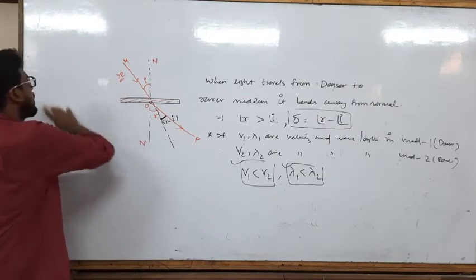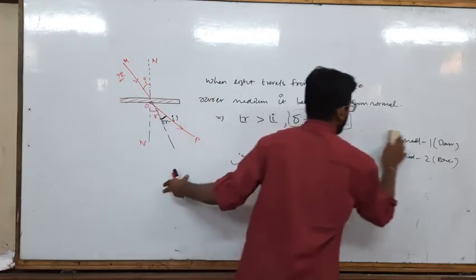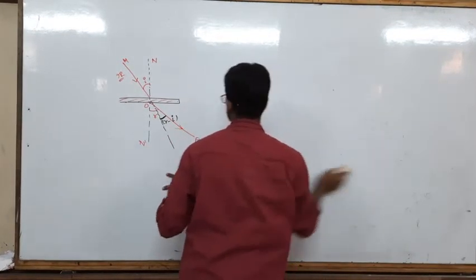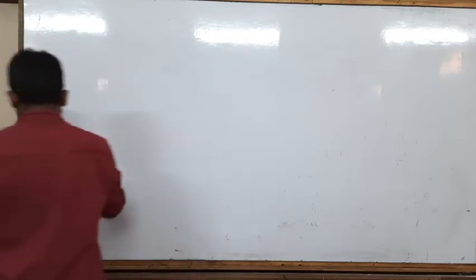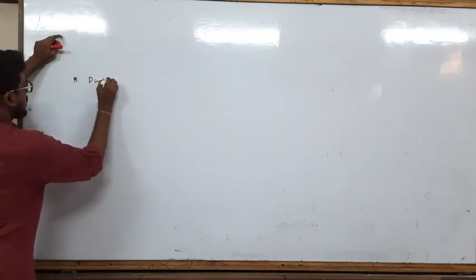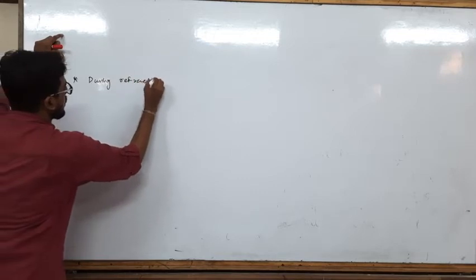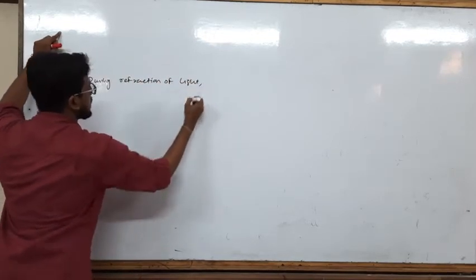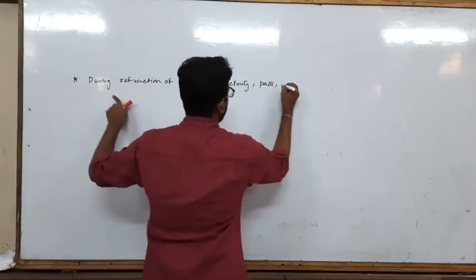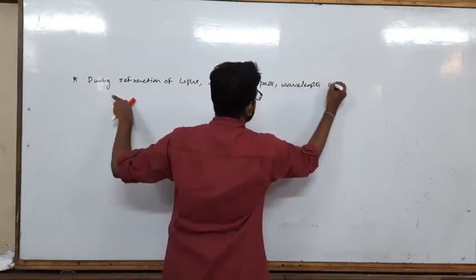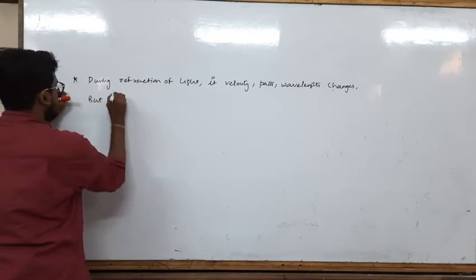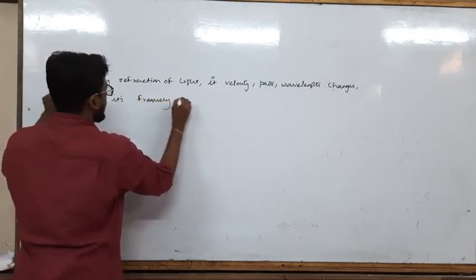So now we have to study what is refractive index. But before that you have to remember one point. During refraction of light, its velocity, path and wavelength change, but its frequency remains constant.